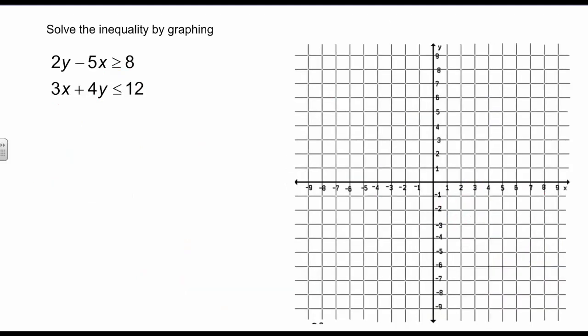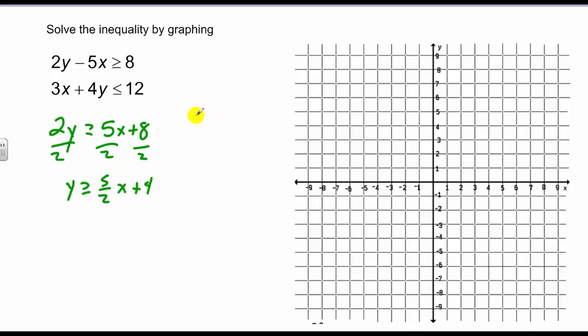Again, we're going to have to put this in slope-intercept form. I'll add 5x to both sides of the first equation. So I have 2y greater than or equal to 5x plus 8, divide by 2 to each term. Y greater than or equal to 5 halves x plus 4.